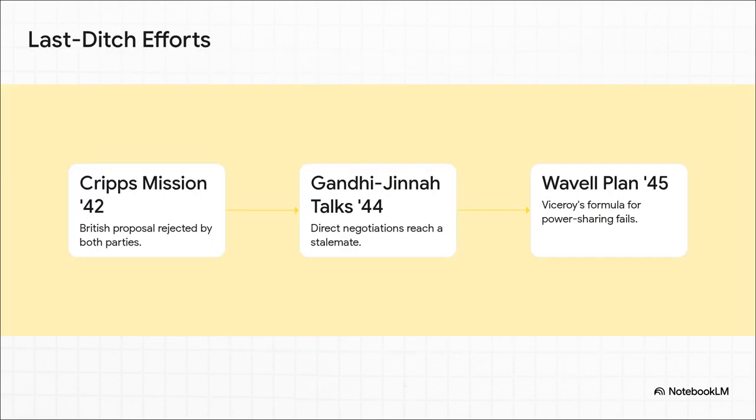So in the final years, there were these last-ditch attempts to hold everything together. The British sent the Cripps mission. It failed. Gandhi and Jinnah had face-to-face talks. They failed. The Viceroy proposed the Wavell Plan. And it failed too. One after another, every attempt to find a middle ground just fell apart.